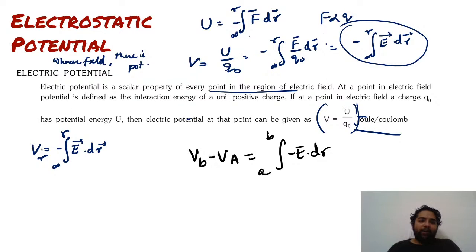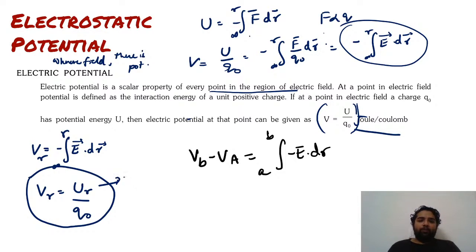There are two ways of writing it. One is V(r) equal to minus integration of E dot dr. Another way, V(r) is equal to the potential energy at the particular point by Q naught, which is the test charge placed here. This is the potential energy of the test charge. So this is very simple, guys. This is how you write it. V(r) is U(r) by Q naught, where Q naught is the test charge and U is the potential energy of the test charge.